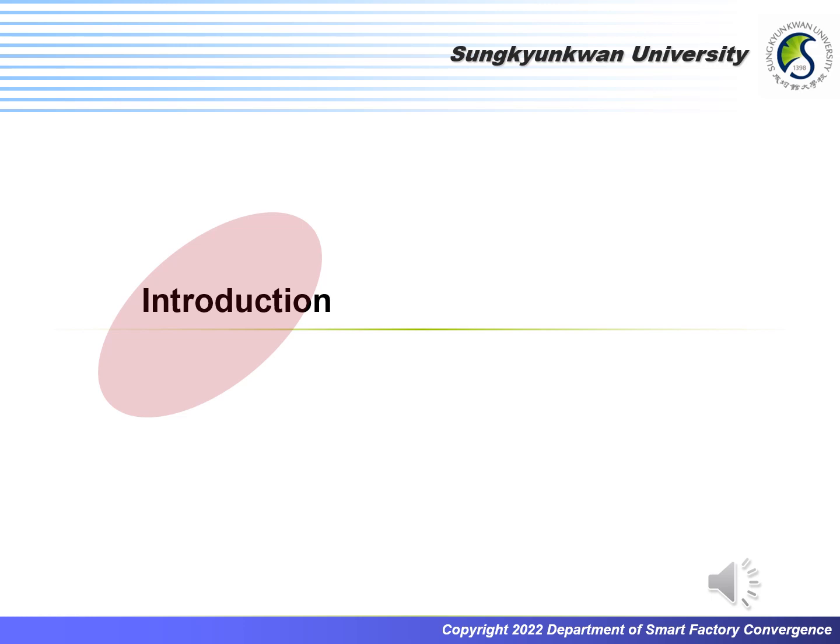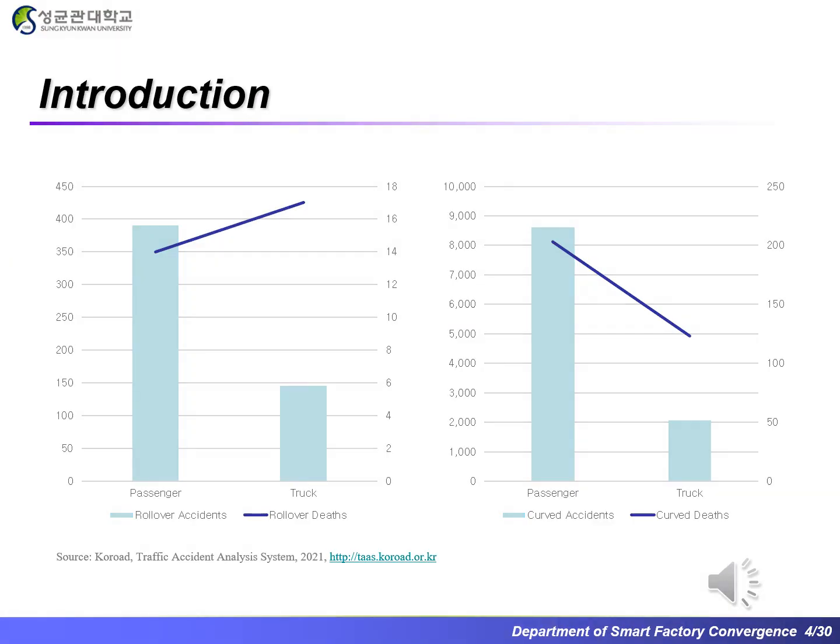First is the introduction. According to traffic accident statistics in 2021, the number of rollover accidents of passenger cars and trucks occurred 390 times and 146 times respectively in Korea. If we simply compare the number of accidents, the number of trucks seems low, but considering that the number of vehicles registered by truck is 18% of passenger cars, we can see that trucks have a high accident rate.